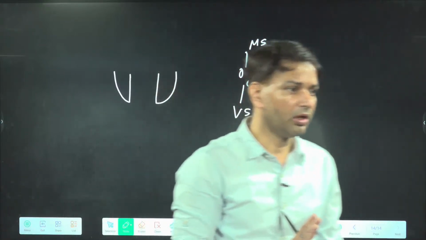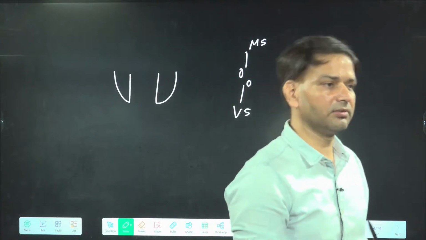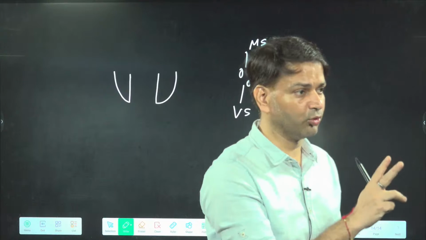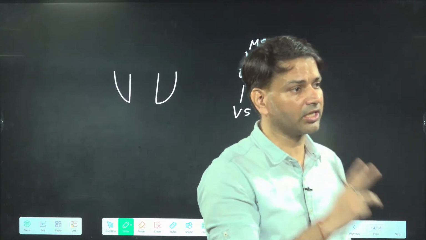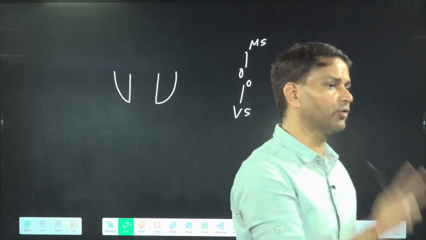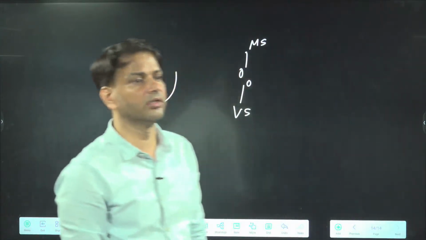You'll remember now. Sir, left means negative? Which left? The main scale is fixed, and the vernier we have to move. If the vernier zero is to the right of the main scale, it is a positive zero error. If the vernier scale zero is to the left of the main scale, it is a negative zero error.